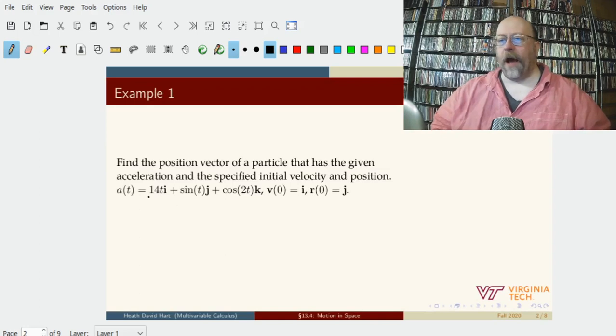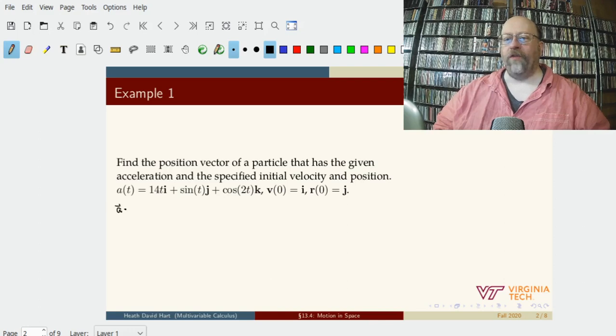Okay, we want to find the position vector for a particle that has this acceleration and this initial velocity and position. So the acceleration, which is the second derivative of the position, is 14t, comma, sine t, comma, cosine of 2t. And so if we want to find the velocity, we'll have to integrate this. It'll be the integral of the acceleration.